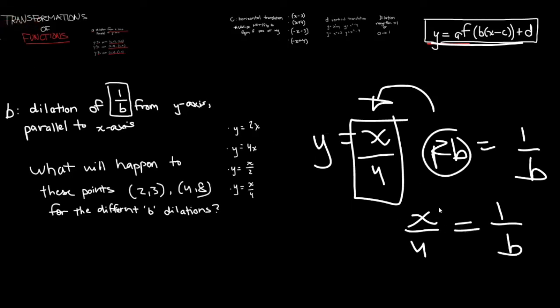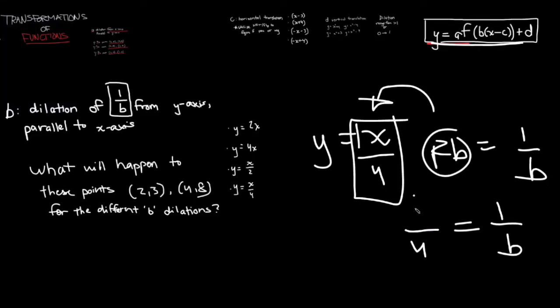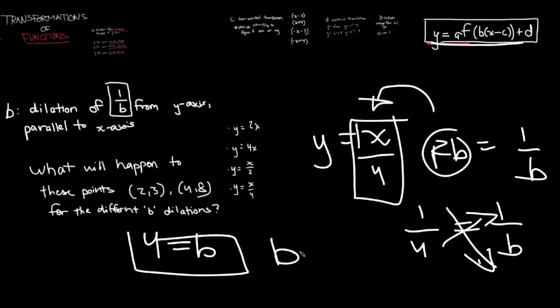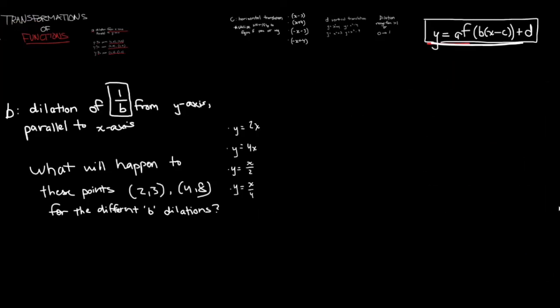I mean, we don't know what x is, but we know that next to x here is 1 over 4. So 1 over 4 is equal to 1 over b. You cross multiply, or whatever you want to do. 1 times b is b, is equal to 4 times 1, which is 4, so 4 is equal to b, or b is equal to 4. It's the same way, I just ordered it differently, sorry. So yeah, b is equal to 4 for that equation, really simple.